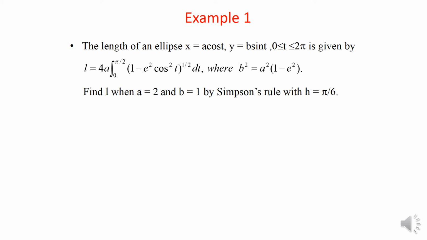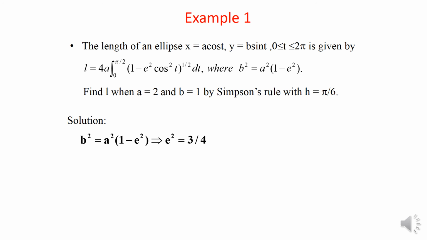Now let's see one example. The length of an ellipse x is equal to a cos t, y is equal to b sin t, t lies between 0 and 2 pi, is given by L is equal to 4a integral 0 to pi by 2 (1 minus e square cos square t) to the power half dt, where b square is equal to a square (1 minus e square). Find L when a is equal to 2 and b is equal to 1 by Simpson's rule with h is equal to pi by 6.